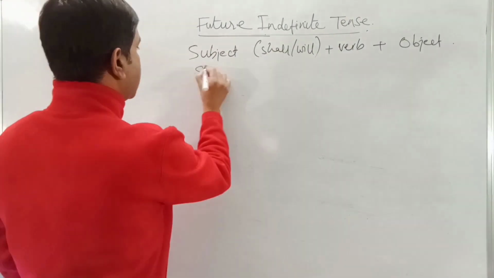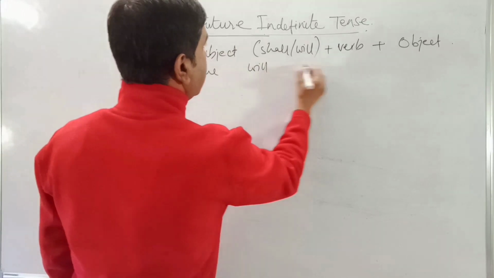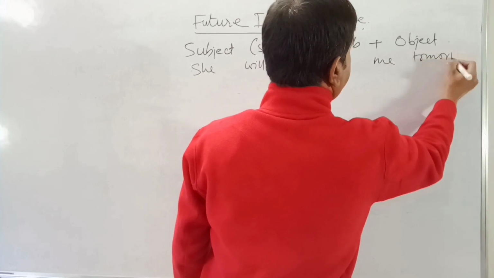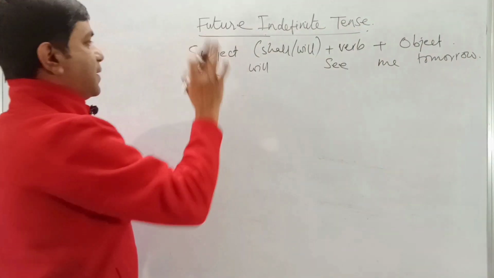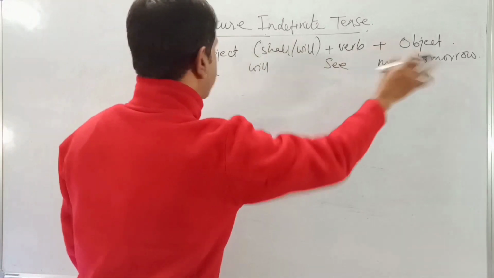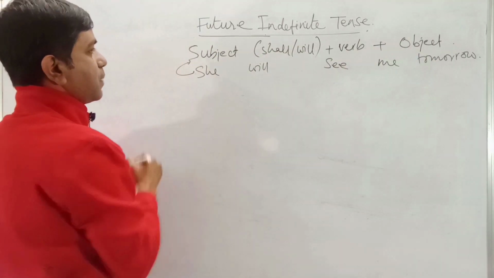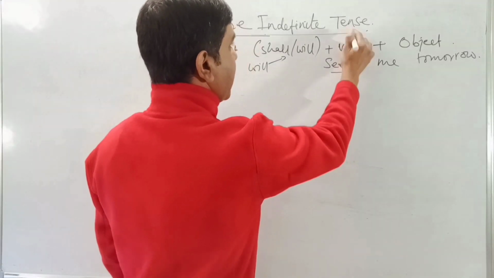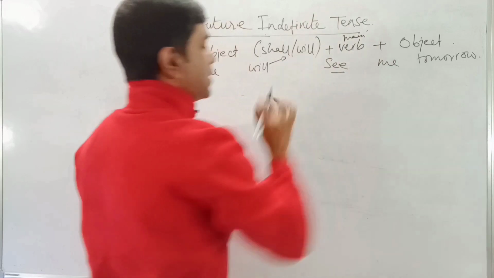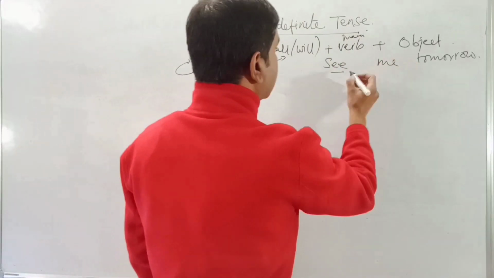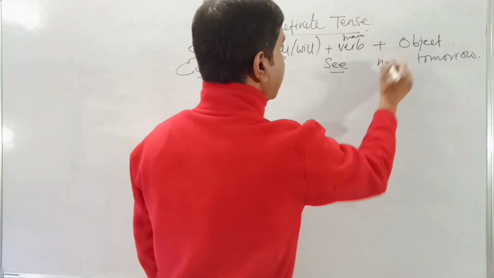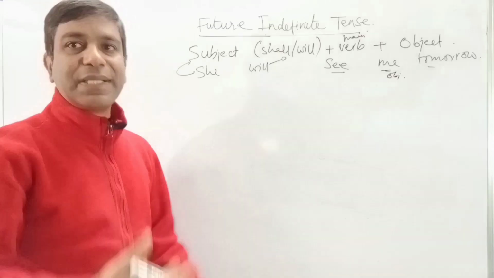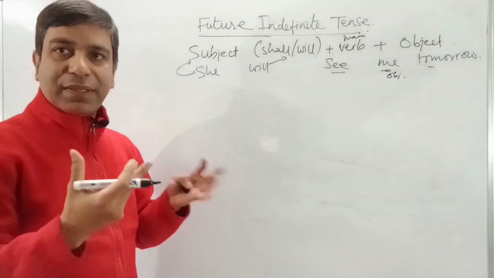For example, she will see me tomorrow. Look at this sentence. She will see me tomorrow. In this sentence, she is the subject, will represents future tense, and see is the main verb. See is the main verb, and whom is she going to see? Me. Me is the object of the sentence, and tomorrow represents future time. It is the extra information given in the sentence.